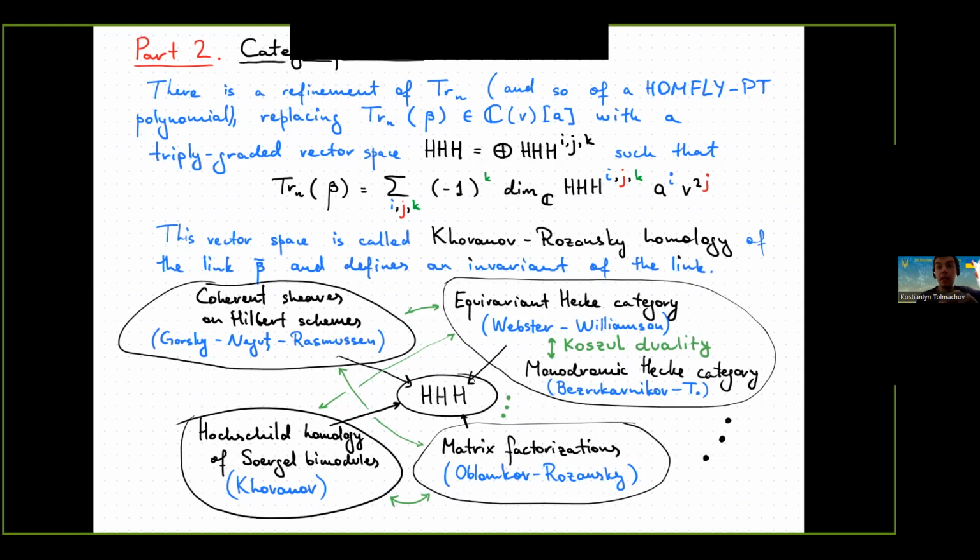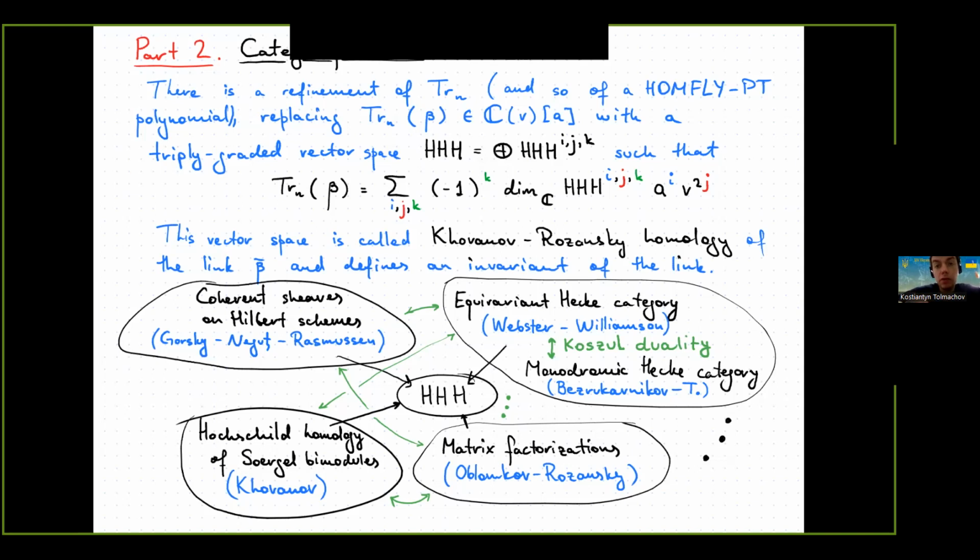So these are in order Hochschild homology of Soergel bimodules. So these Soergel bimodules were mentioned by Professor Williamson in his talk. This is a certain algebraic model for the geometric Hecke category. So the way it works, you attach to each braid a complex of bimodules over a polynomial ring, and then compute Hochschild homology of the resulting complex, and get some triply graded vector space.